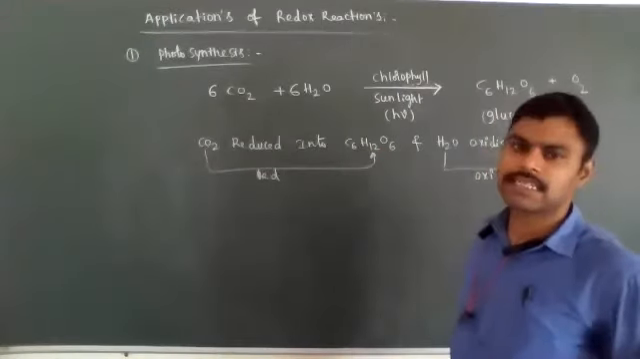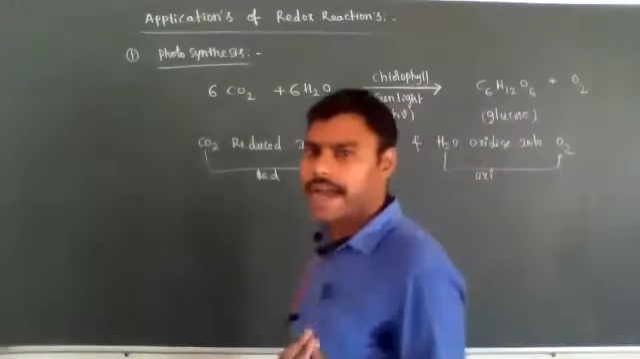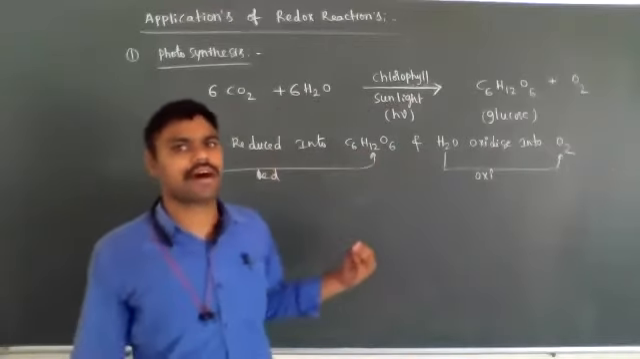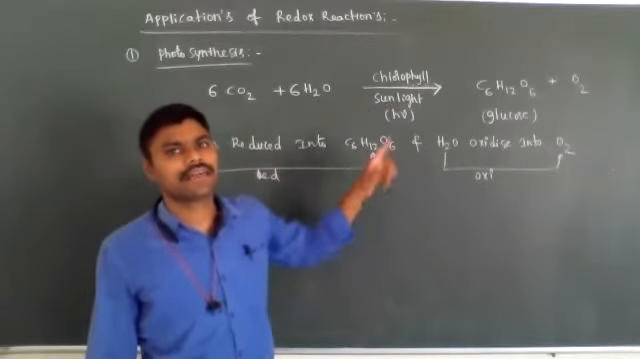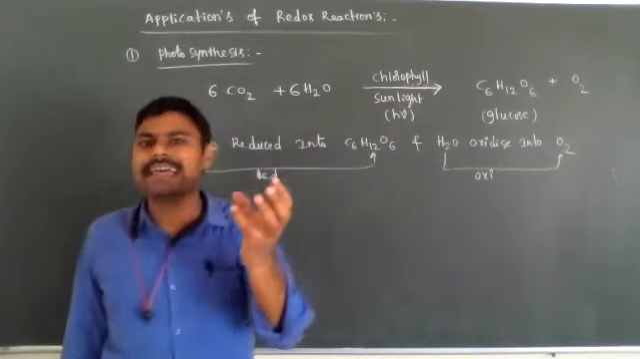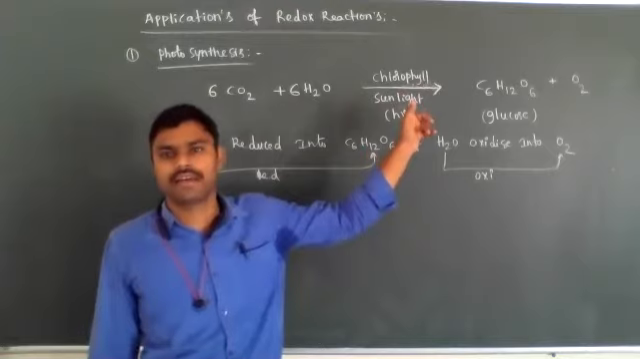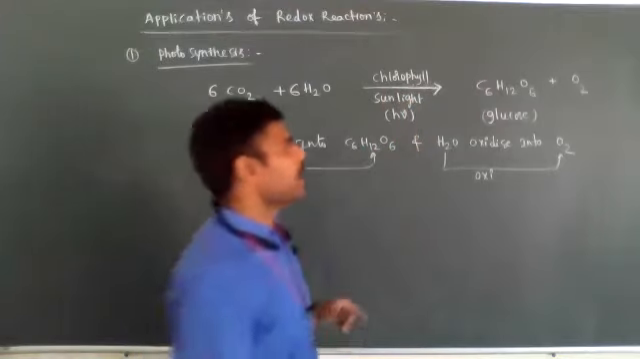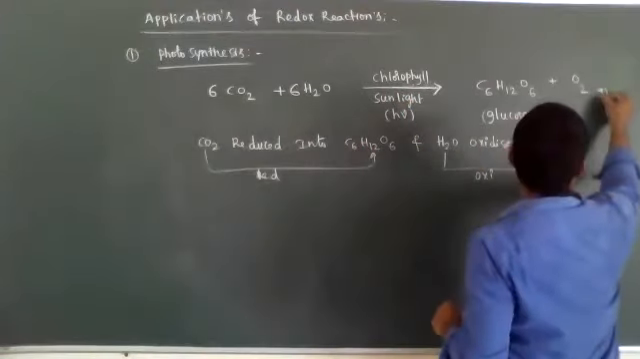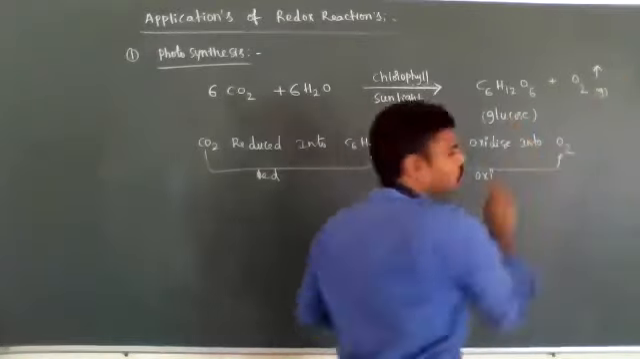So what is photosynthesis? Carbon dioxide and water molecules, in the presence of sunlight and chlorophyll. Chlorophyll is a green color pigment. The green color of leaves is due to the presence of chlorophyll. They are converted into glucose and release oxygen gas. This glucose is the food material.